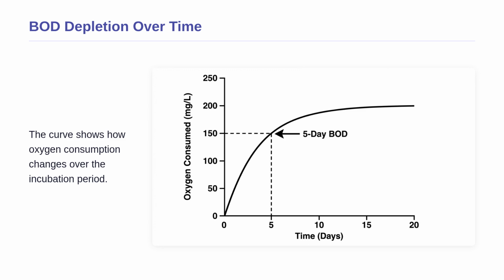This is when the bacteria are most active, feasting on the abundant organic waste. By day 5, marked clearly on the graph with a dashed line, the curve begins to flatten out. This 5-day mark is our standard measurement point. The graph shows us that while oxygen consumption continues slightly after 5 days, the vast majority of the biological activity has already occurred, making it a reliable snapshot of pollution levels.